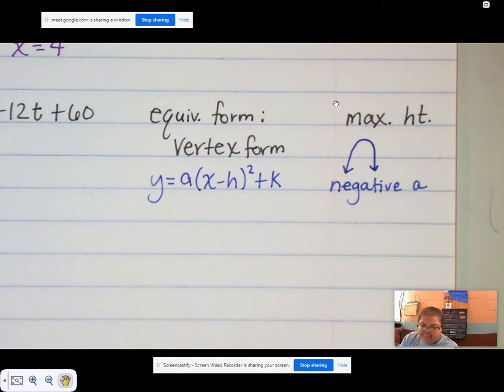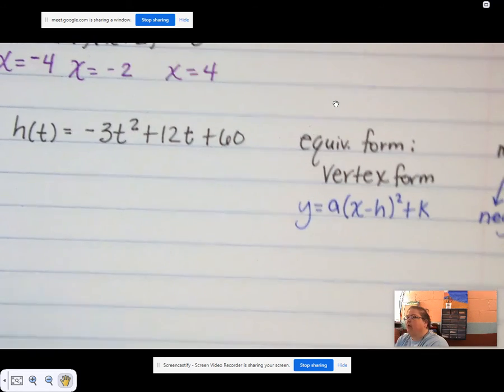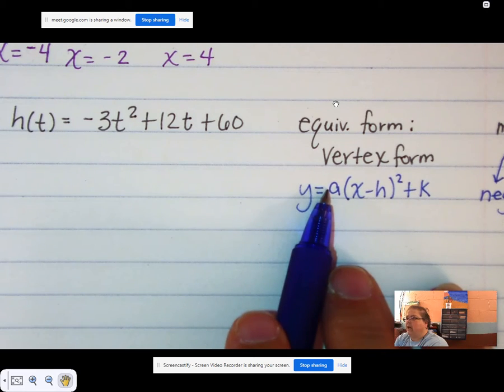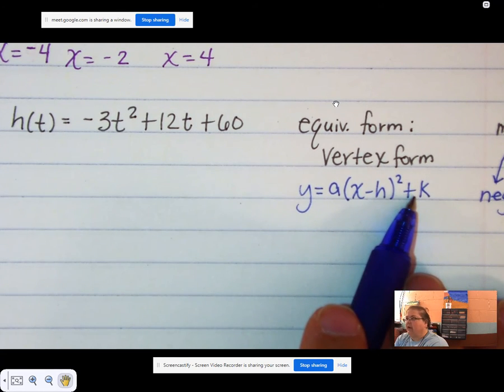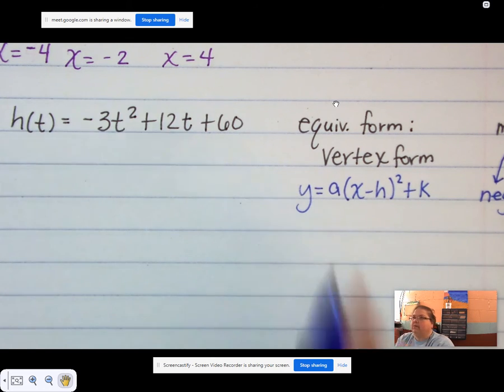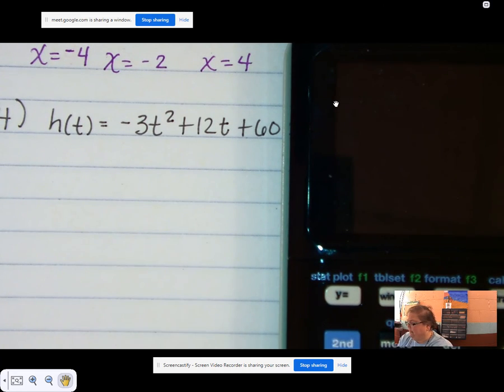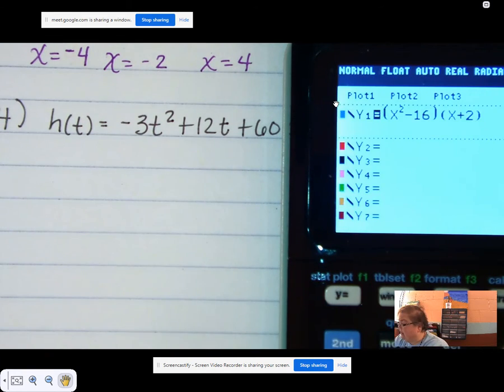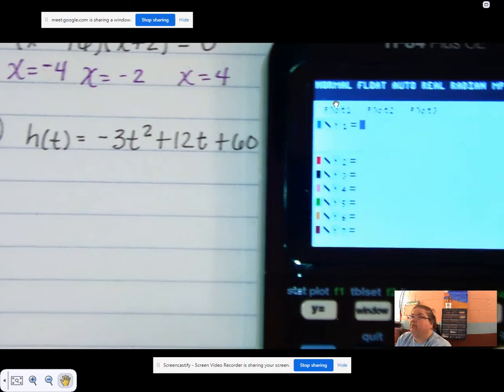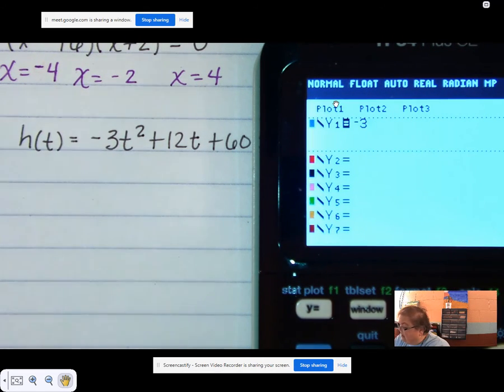Okay, here we go. In order to write in vertex form, I need to know the A, the H, and the K, right? Calculator. Like I said, I've got f of x. I'm going to use the calculator somehow. Here we go. Negative 3x squared. Remember, we have to use x. We don't have t available. We always use x in the calculator. Plus 12x plus 60.